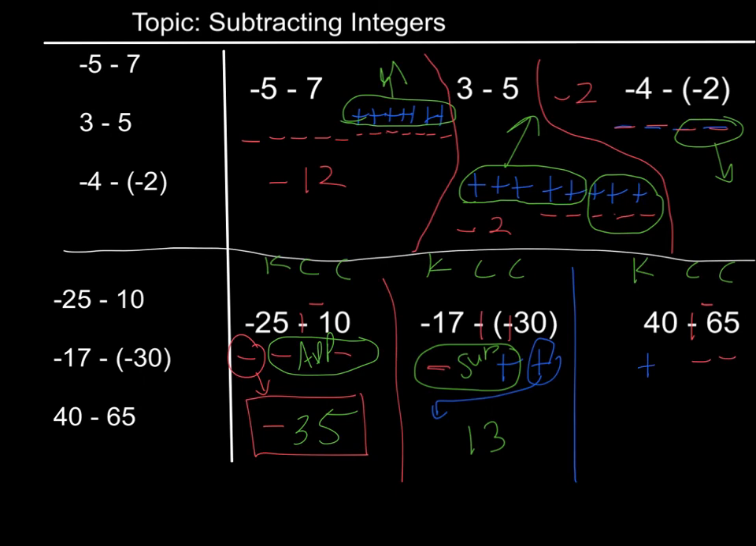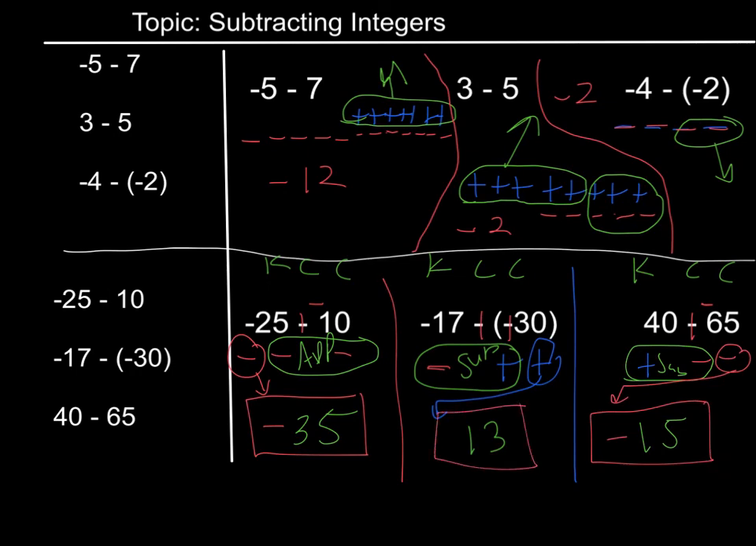Then I circle one of each like this. That tells me to subtract. Signs are different, so I subtract. 65 minus 40 gives me 15, and then the symbol on the outside is my symbol, so it's negative 15 for my answer. Okay, so that is how you subtract using the diagram, and it's how you show subtraction using the tiles.